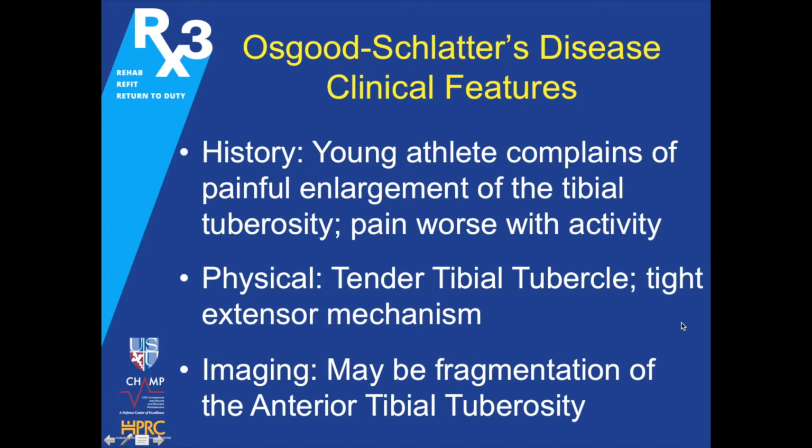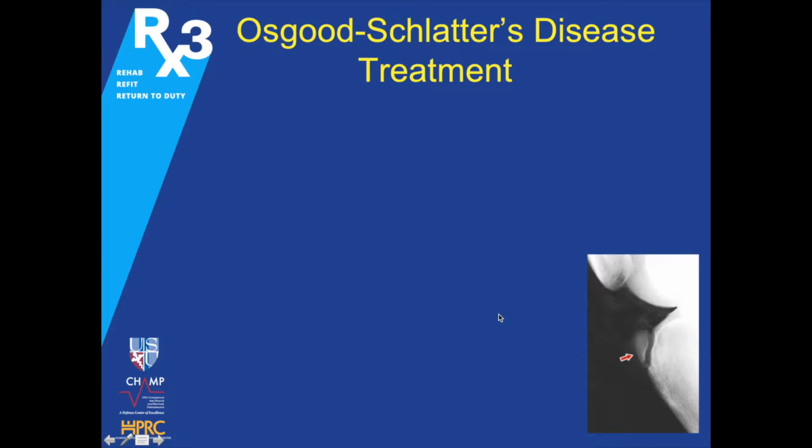Some of the clinical features are, again, a young athlete who will complain of a painful enlargement at their tibial tuberosity, and pain is usually always worse with activity. On physical exam, again, they'll have that enlargement, and the tibial tubercle will be tender. And they may have a tight extensor mechanism, but remember, this is because the bone is growing faster than the muscle and tendon. If you do image, you may see that fragmentation that we saw in the previous x-ray.